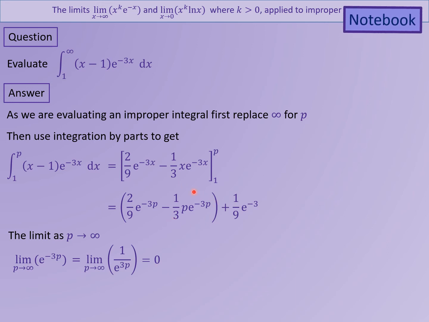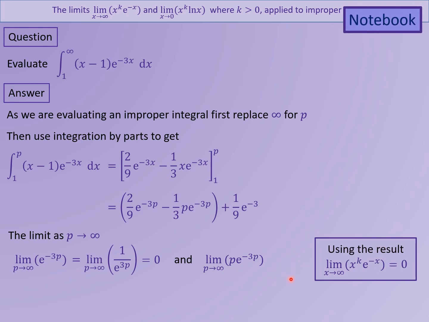This one just here, if you haven't spotted it, is what we were just working with. P e to the minus 3p is a type of function like this one we just looked at a minute ago. So this part just here, I can write down straight away is going to equal 0 because it uses that example. So the answer to this bit is going to tend towards 0, this bit is going to tend towards 0, so the answer at the end is just going to be 1 over 9 e to the minus 3 or 1 over 9 e to the 3. Okay, so pause, if you need to.